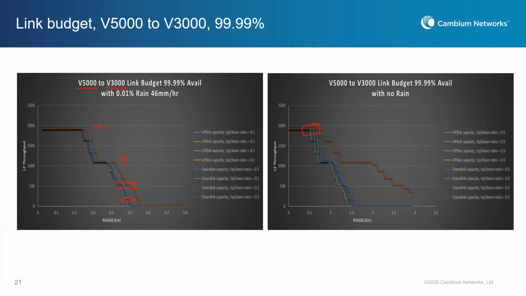Thanks, Alan. The next question is, how fast is the beamforming adjusting? For example, if the pole sways a little bit in the wind, does it constantly compensate?